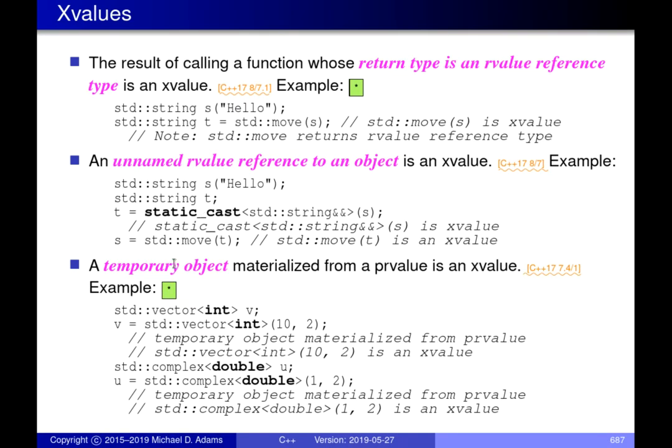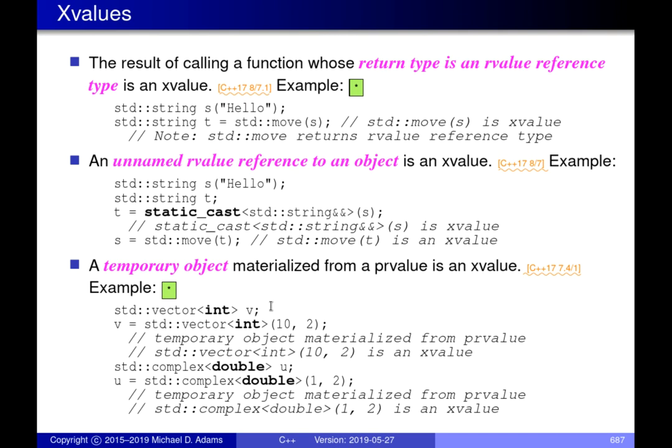The other one, which is actually quite an important one, is a temporary object that's created from a pure R-value. Often pure R-values in your code are used to create temporary objects. Remember, pure R-values do a few things, but one thing they do is they can be used to initialize objects. So often you have an expression that's used to initialize a temporary object. And when that temporary object gets created, what you have now is an X-value. The actual temporary objects that are created from pure R-value expressions are X-values.